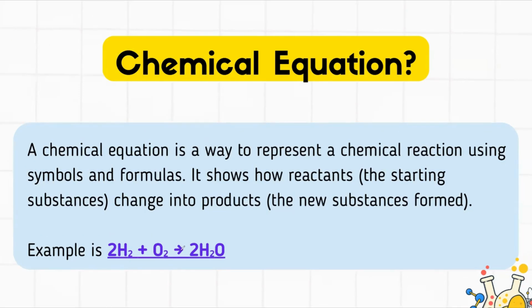Now, what are the reactants in this chemical equation? We have 2H2, that is one reactant, and then O2, which is another reactant. These together react with each other and then they form into the product, which is the new substance formed, which is 2H2O. Easy, right? Let's see more about reactants and products.